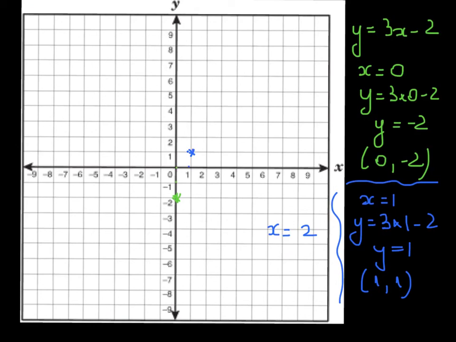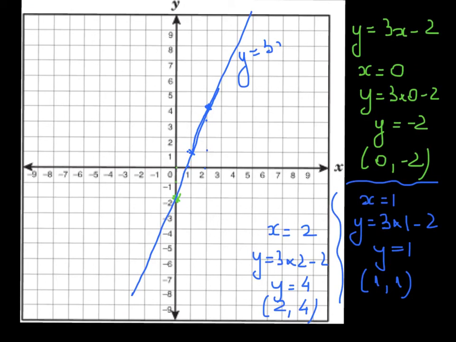So let's take x equals 2. And then y equals 3 times 2 minus 2. Y equals 6 minus 2, 4. So I have the point of coordinates 2, 4. X equals 2, y equals 4. See how they lie on a line. And this is the line y equals 3x minus 2. Now we are going to start and draw your own lines.